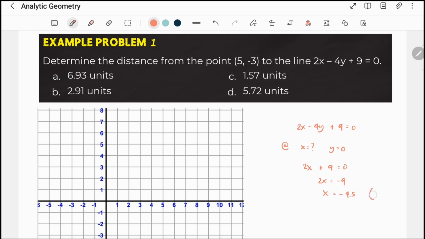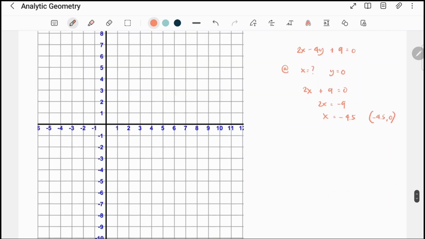So yung ating point na maladaanan ng ating line is negative 4.5, then 0. Next is, kunin natin yung ating y-intercept. So this time, si y naman yung ating kunin, si x is set to 0. So mangyayari, yung ating first term is 2 times x, so 0 yun. So minus 4y plus 9 equal to 0.